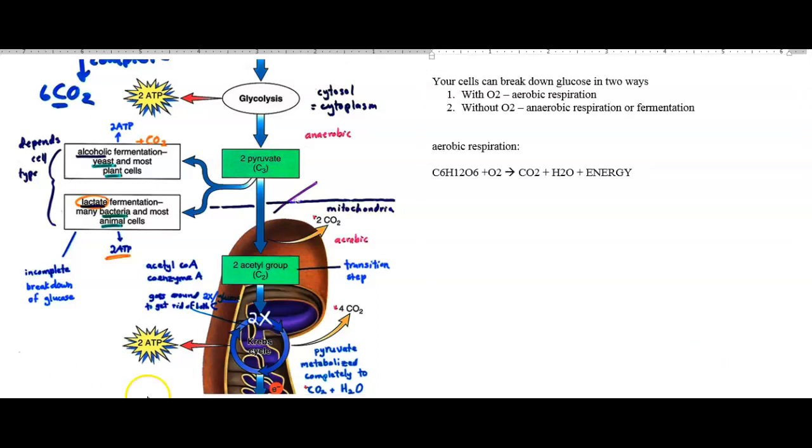So aerobic respiration. Here's our formula. Glucose, oxygen, reactants. Glucose is going to get oxidized to carbon dioxide. Oxygen is going to get reduced when it receives those last electrons and hydrogen, it becomes water. And it's going to give off a lot of energy, approximately 36 ATP. And it's also going to give off some heat.